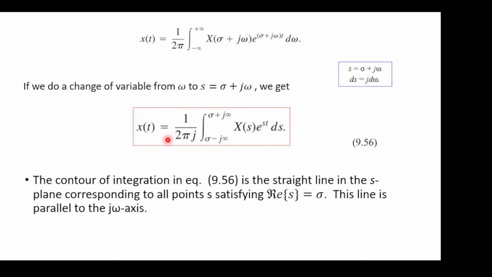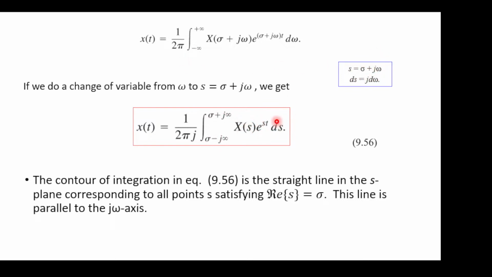Then we have this equation: x of t is 1 over 2 pi j, then the integral over s. Now this is a different integral you might not have seen before. Your s is integrated from sigma minus j infinity to sigma plus j infinity, because your omega was just some real value from minus infinity to plus infinity, but your s is some complex value from sigma minus j infinity to sigma plus j infinity, because that's what sigma plus j omega is.